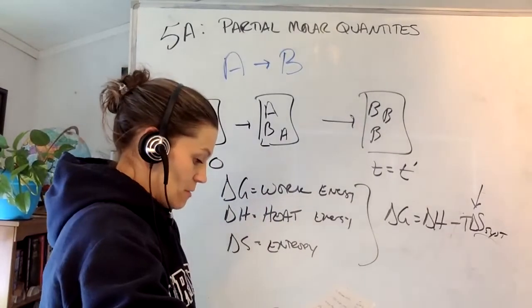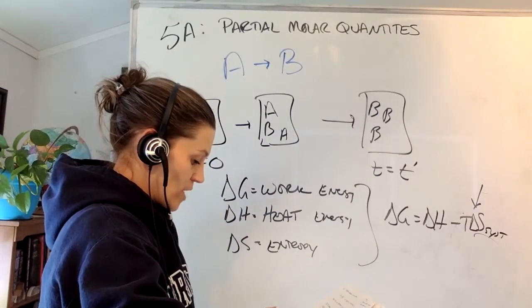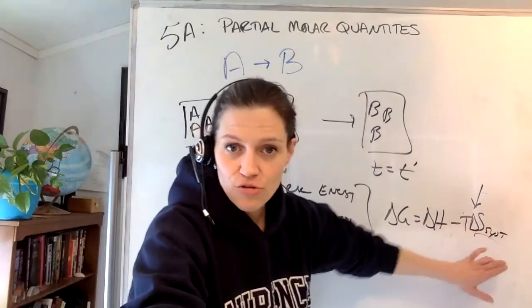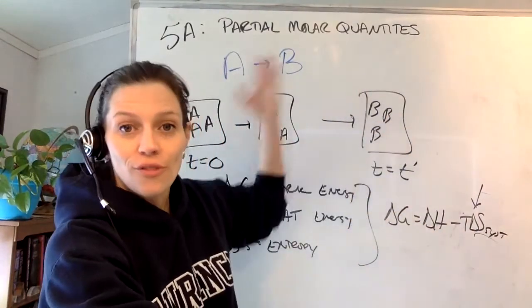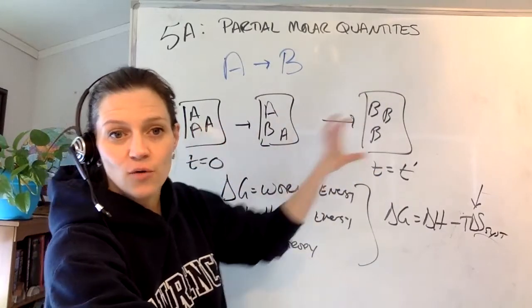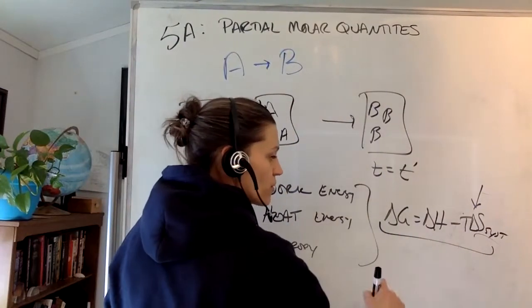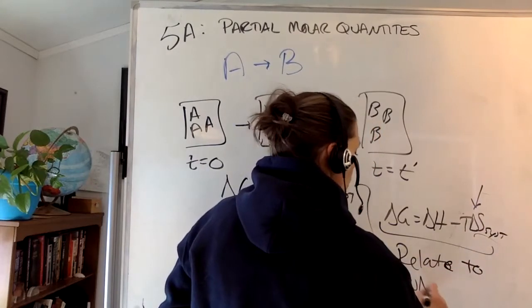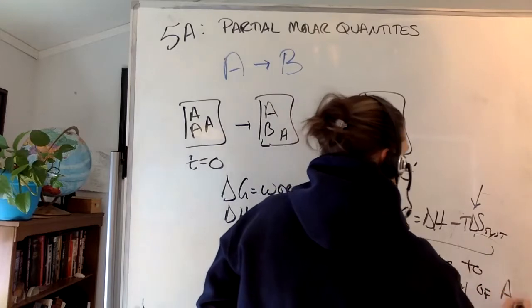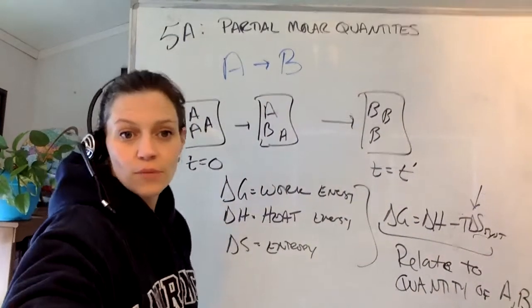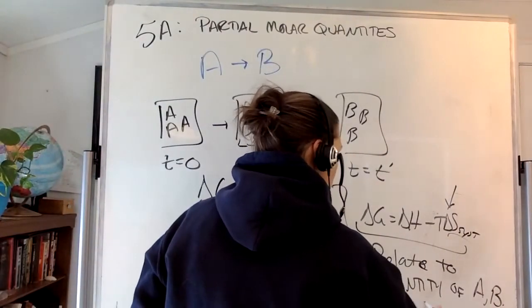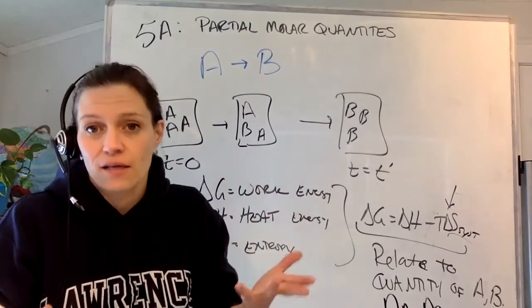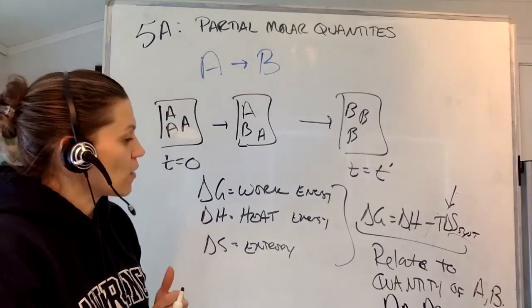Okay. So we want to relate the thermodynamic potentials and entropy, so the thermodynamic properties, to this process, which means we need to relate them to the quantity of A and B. That's a problem, which means we need to relate it to the number of moles of A and the number of moles of B. And that's where we haven't done that yet. So how do we do it?